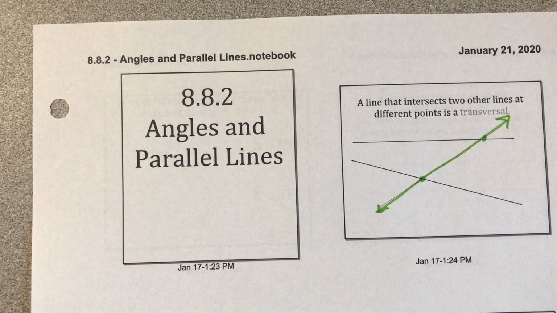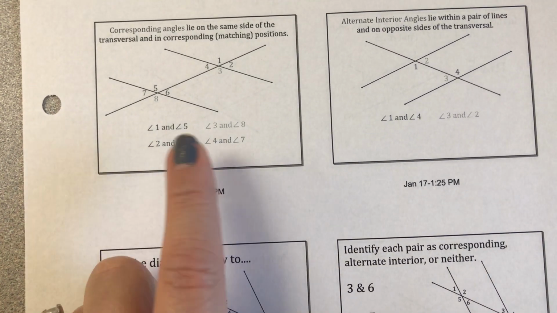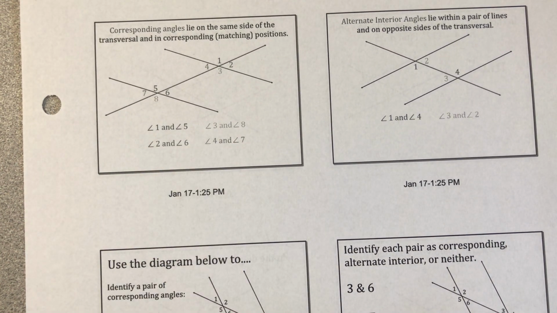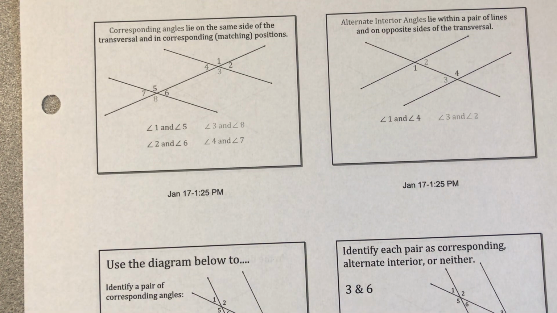So everything that we're going to talk about today is what happens when you have parallel lines and then a transversal goes through them. So let's look at this slide first. It says corresponding angles lie in the same side of the transversal and in corresponding, and then I put in parentheses, matching positions, because matching is an easier word for me sometimes, or for y'all too, than corresponding. Okay, so let's look at what are corresponding.